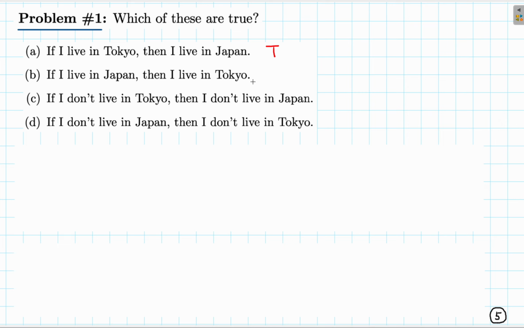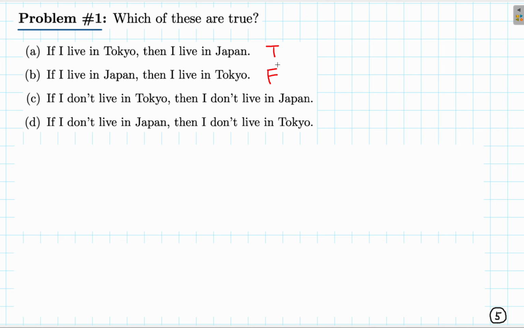Now, what about part B? If I live in Japan, then I live in Tokyo. Now, that's false. For example, I grew up in Osaka, Japan. So I did live in Japan, but I did not live in Tokyo. I lived in Osaka. So that statement is false.